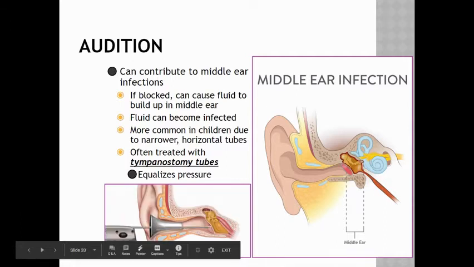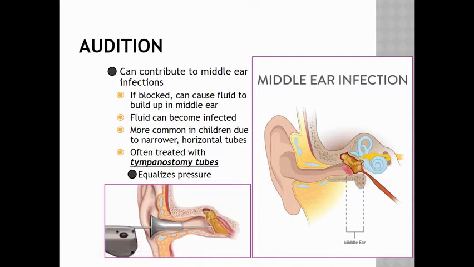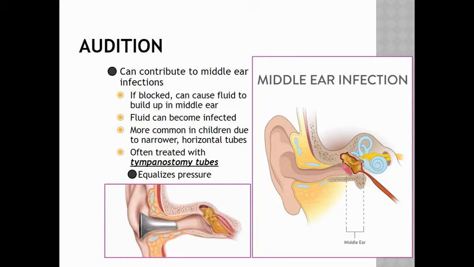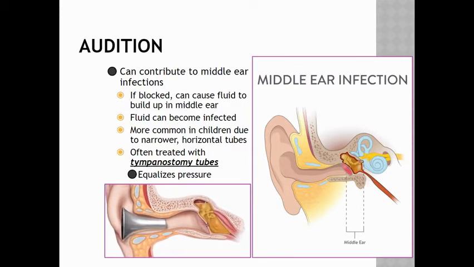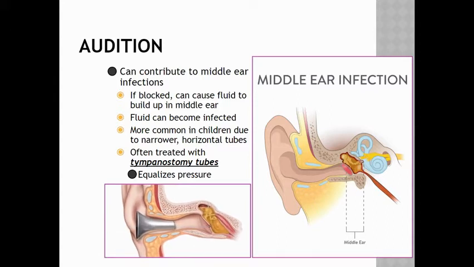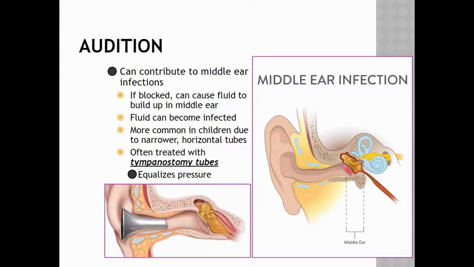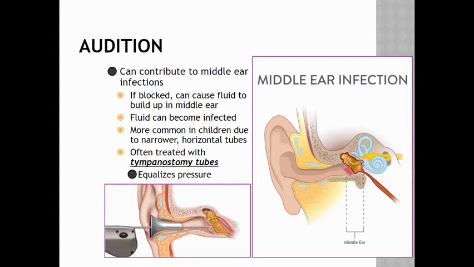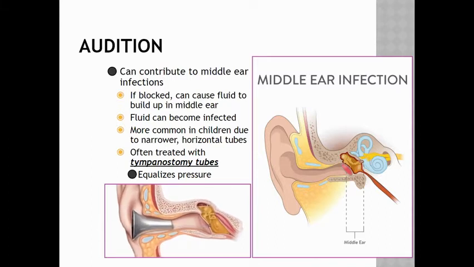The eustachian tube can contribute to middle ear infections. If the eustachian tube becomes blocked, it can cause fluid to build in the middle ear. That fluid can become infected. It's more common in children because the eustachian tubes are narrower and more horizontal, so fluid is more easily collected and more prone to infection.